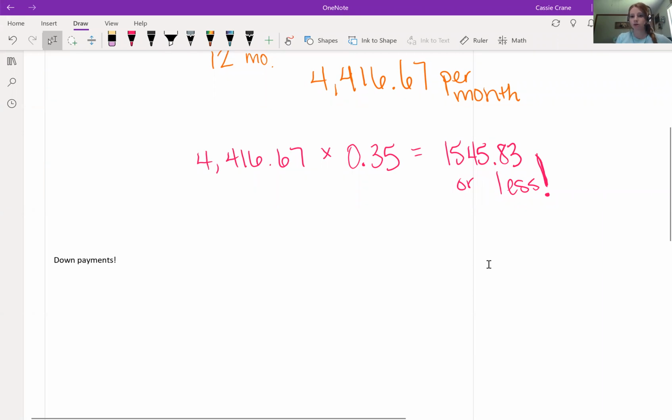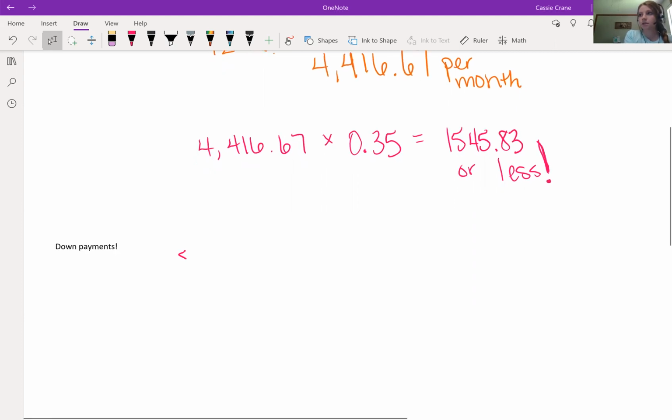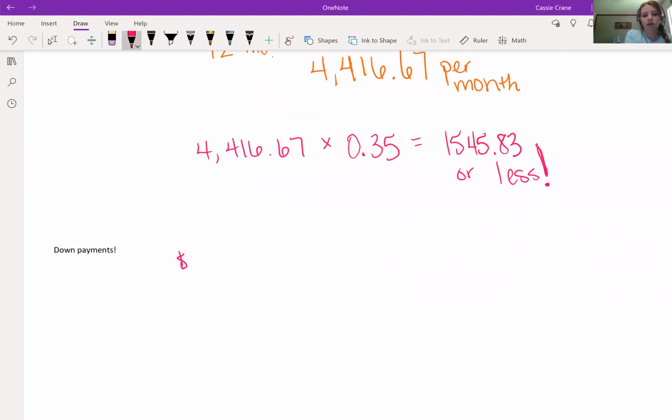So I'm just going to give us a random example here with a random percentage. So let's say that we like a house and that the house costs $89,000.